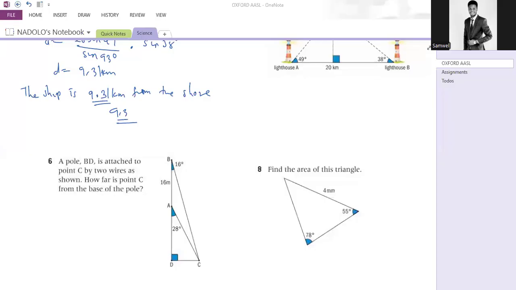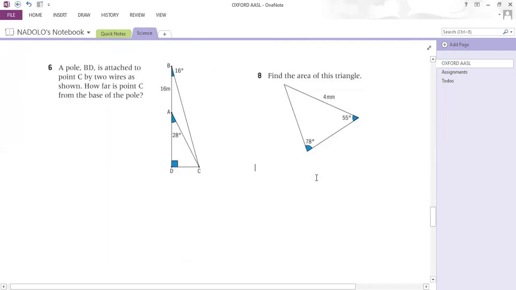Question 6. A pole BD is attached to point C by 2 wires. As shown, how far is point C from the base of the pole? So how far means you're looking for distance DC, right.